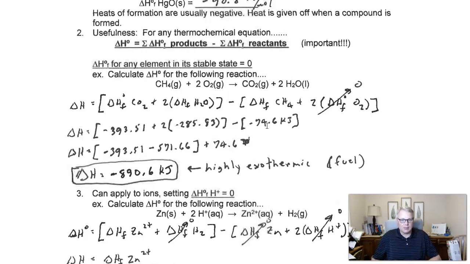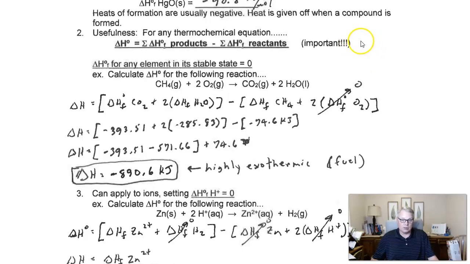Well, that's okay, because it turns out that for any thermochemical equation, whether you're making a compound from its elements or whatever, the delta H for that reaction is equal to the sum of the heats of formation of your products minus the sum of the heats of formation for your reactants. And that's a big deal. I would put a star by that one because this is very simple to calculate, which makes it very, very useful. You're going to need to know how to do this, trust me.